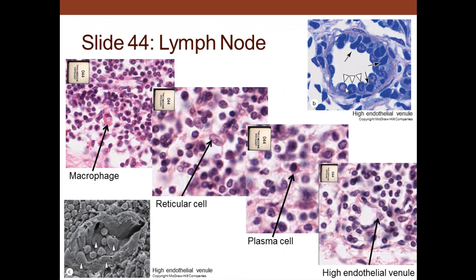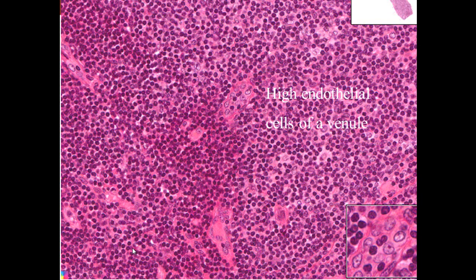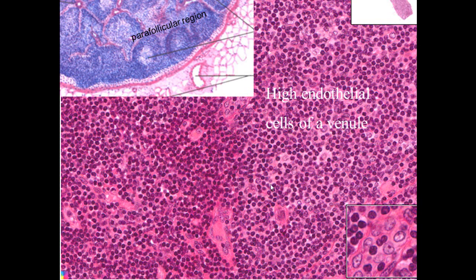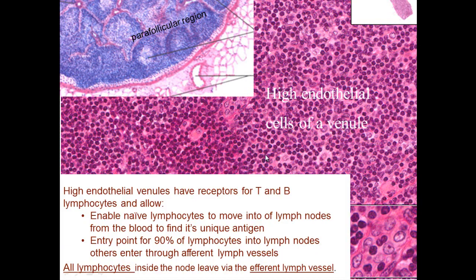Here we can see high endothelial venules in this book view and a scanning electron microscopic view of the same type of thing. So the high endothelial cells and the venules in through there are where you see the lymphocytes get out of the blood into the lymph node. They're located in the parafollicular region. That's where you find these.